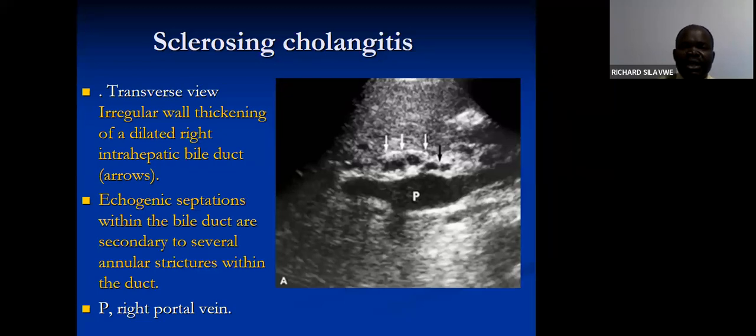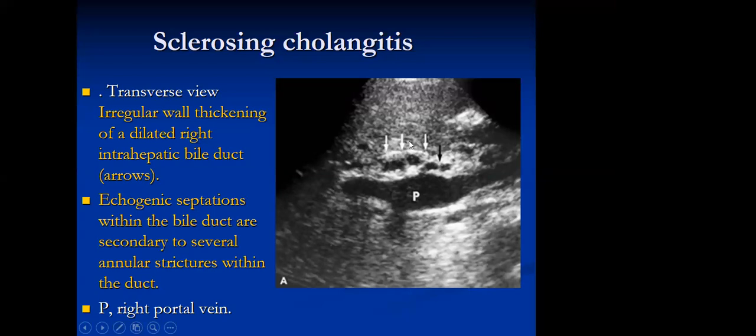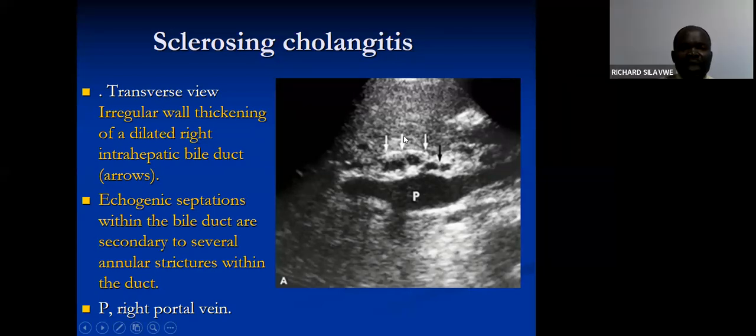Can we see the white arrows there? Yes, we can see them. Yes. Okay.